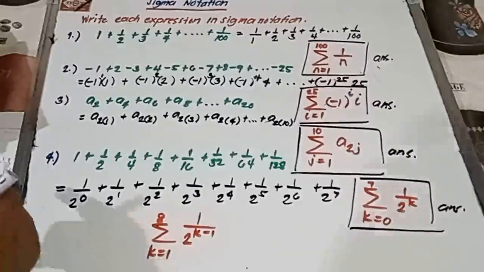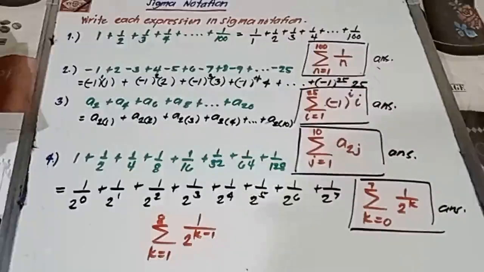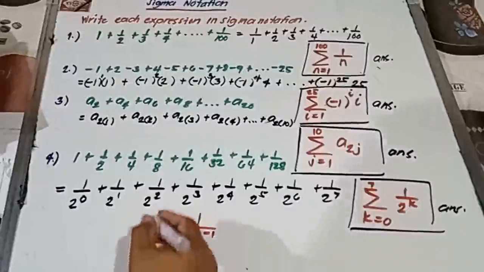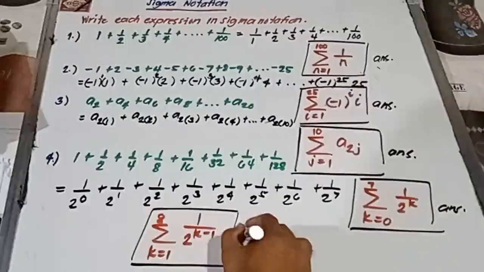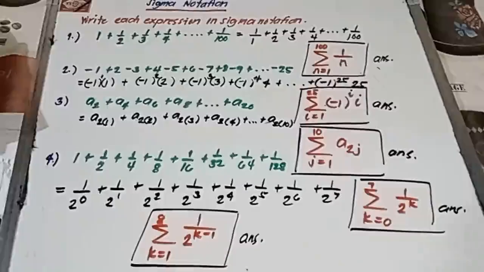So therefore, number 4 is not unique, no? Kasi we have 2 possible answers for example number 4. It happens kapag nangyayari to sa topic na sigma notation. But anyway, we have 2 possible answers. So that is how to write the given expression into equivalent sigma notation form. So thank you.